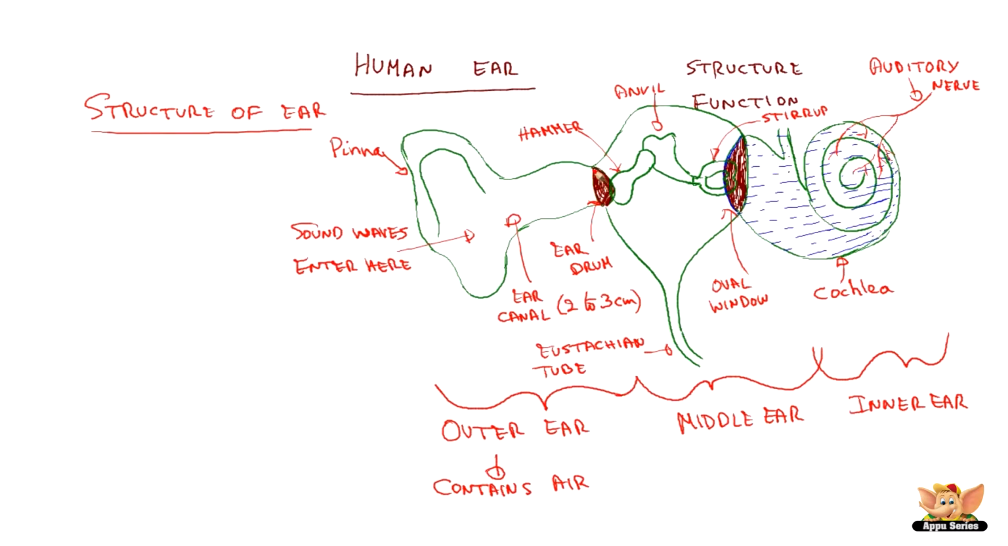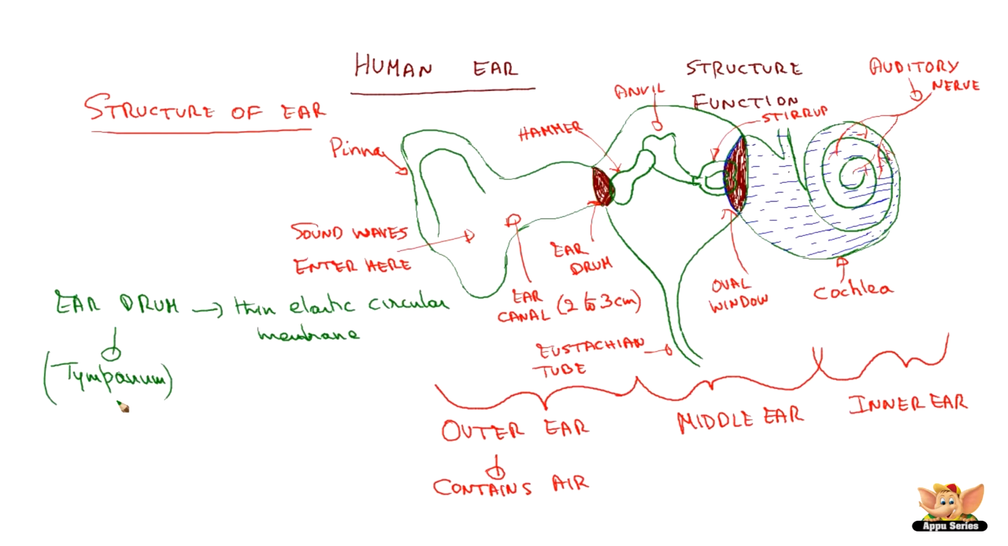It also has an eardrum, and that eardrum is a thin elastic circular membrane. Let us make a note of what the eardrum consists of: a thin elastic circular membrane. The eardrum is also called the tympanum. This is what the outer ear consists of.